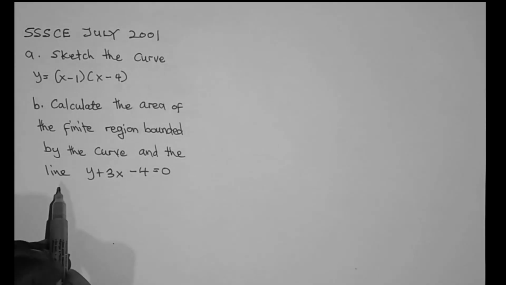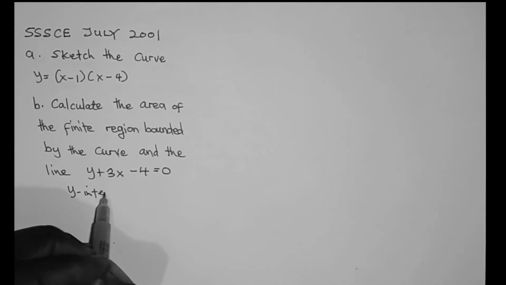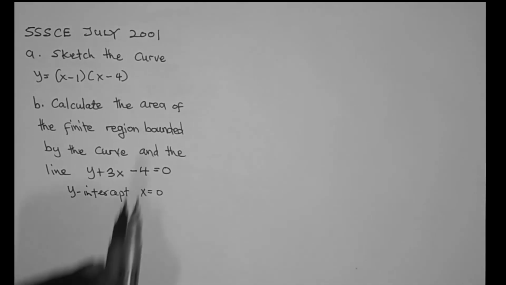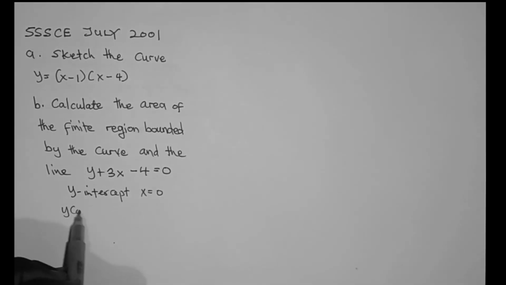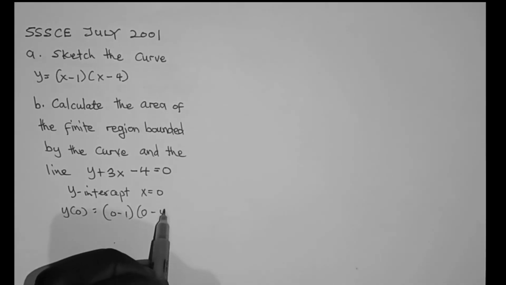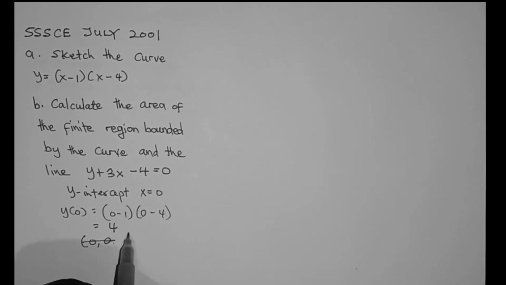So let's find the y-intercept. For the y-intercept, x is equal to 0. So putting 0 inside, y of 0 equals (0 minus 1) times (0 minus 4). So 0 minus 1 is minus 1, and 0 minus 4 is minus 4. Minus 1 times minus 4 is equal to 4. So we have the point (0, 4) as the y-intercept.